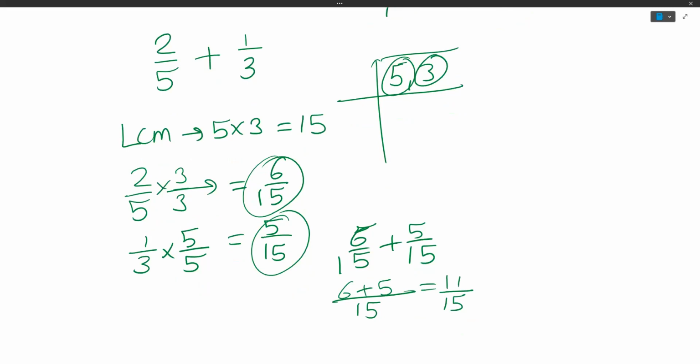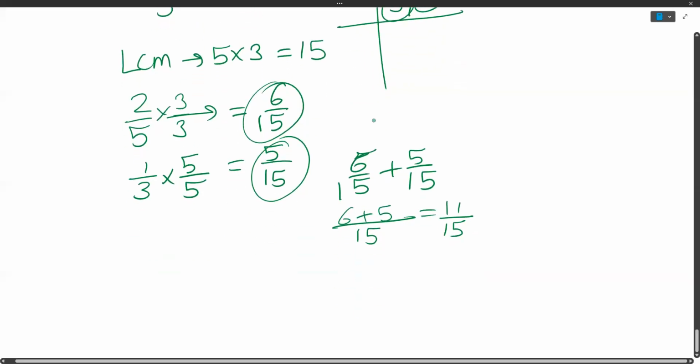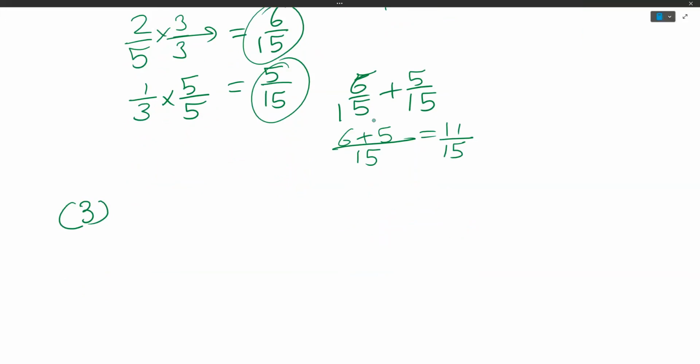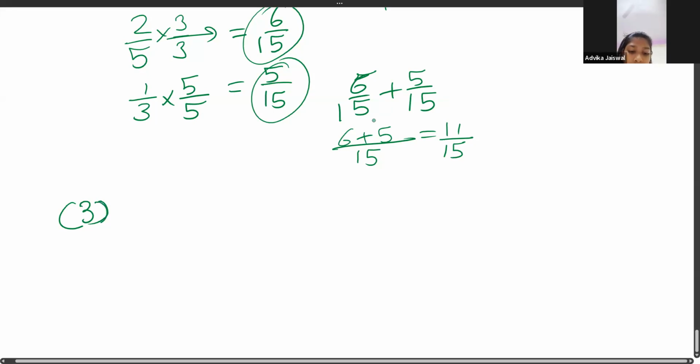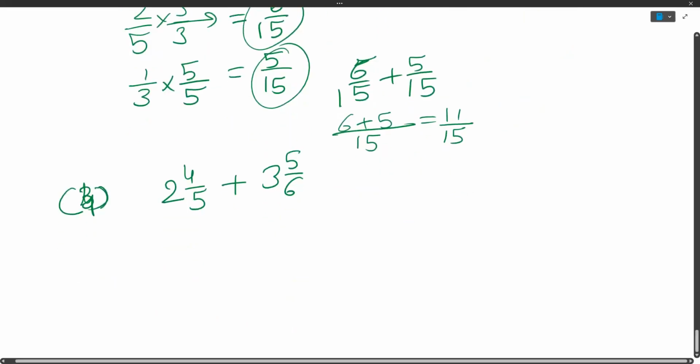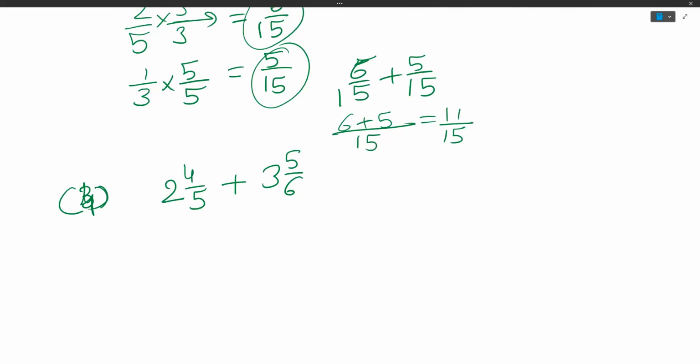Yes, Adya, is it written? Show your notebook. Yes, very good. Next is? Ma'am, whenever you give mixed fraction, we have to give the answer in mixed fraction only or in improper? Mixed fraction only. Ma'am, actually, it should be question number 4. Okay, this one is question number 4. Add 2 4 by 5 plus 3 5 by 6. Mixed fraction, right? So convert the mixed fraction into improper fraction and then find the LCM and then make the denominator same as the LCM and then add.